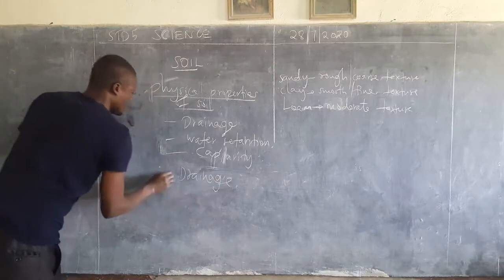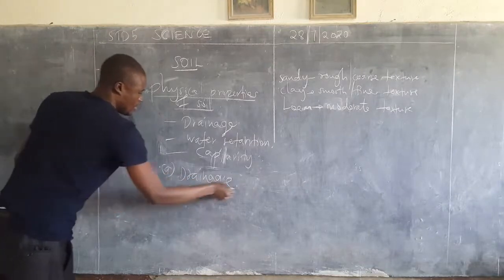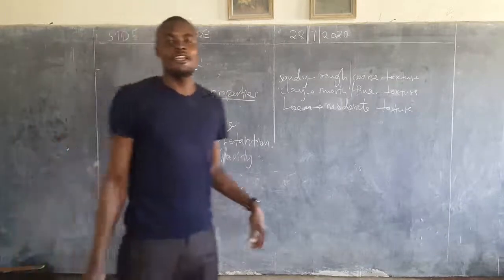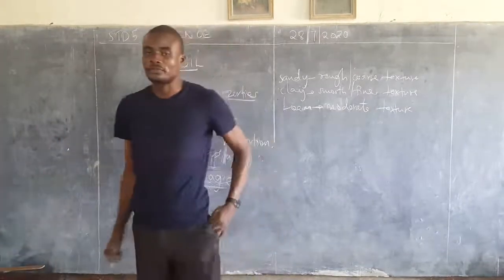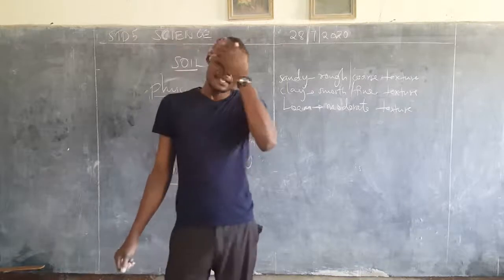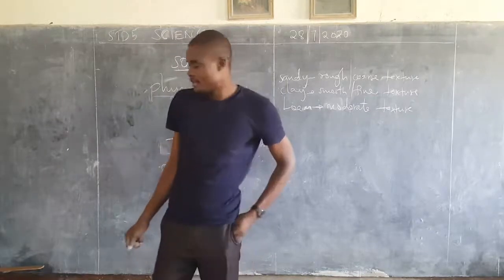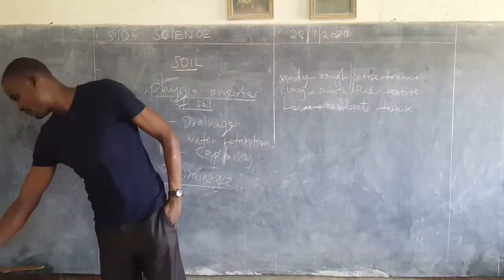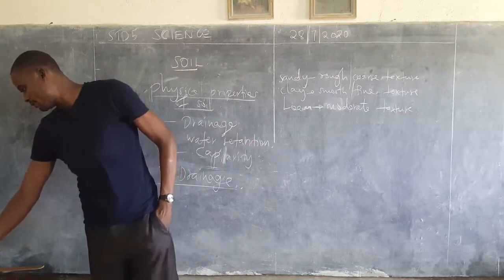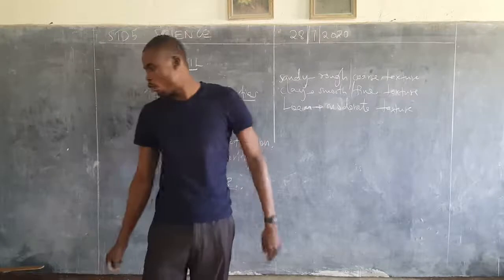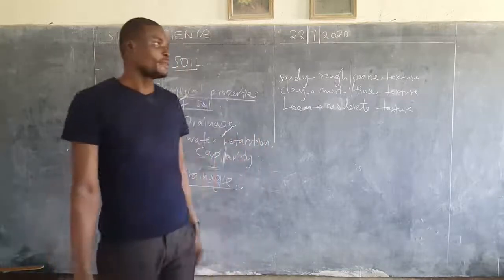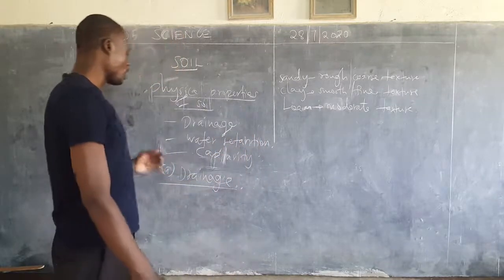So we begin with drainage as number one. So what is drainage? Ask yourself that question. And the answer is that drainage is the ability of the soil to allow water to pass through it. The ability of soil to allow water to pass through it.